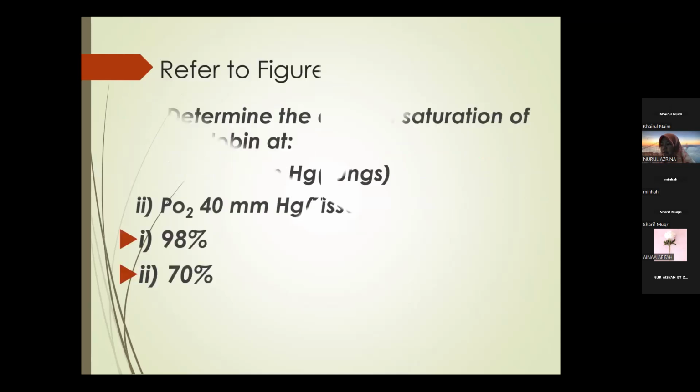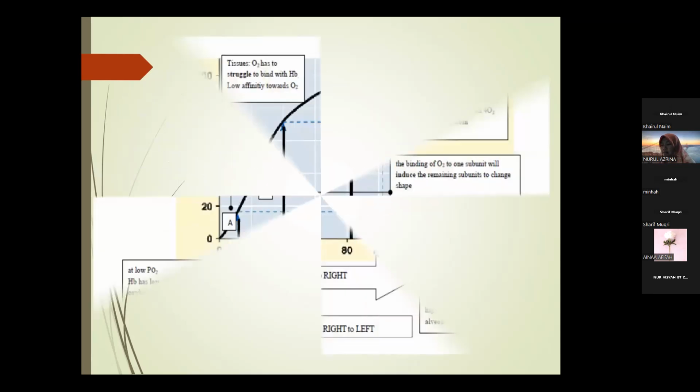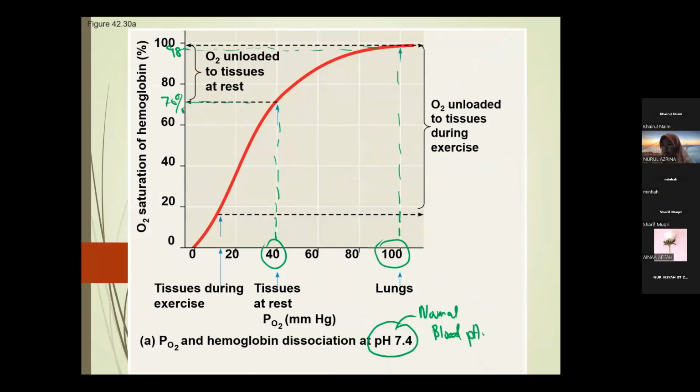Okay, berapa jawapan you all? 28. How did you manage to calculate? 98 minus 70. Okay, very good. So you can see 98 oxygen from the lung minus the oxygen saturation of hemoglobin when tissue is at rest or normal metabolism. So percentage saturation is 70%, so 98 minus 70%. So you get 28%.